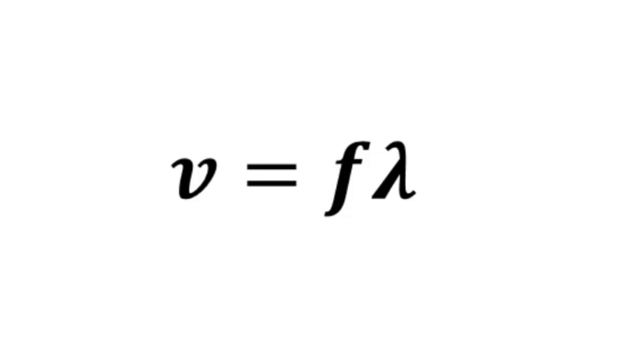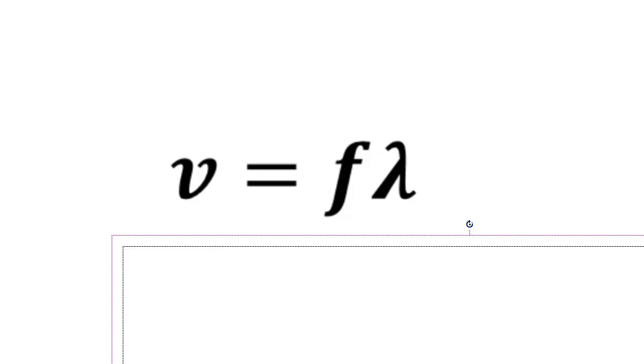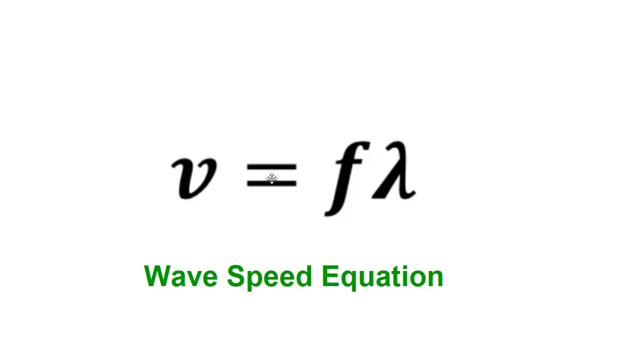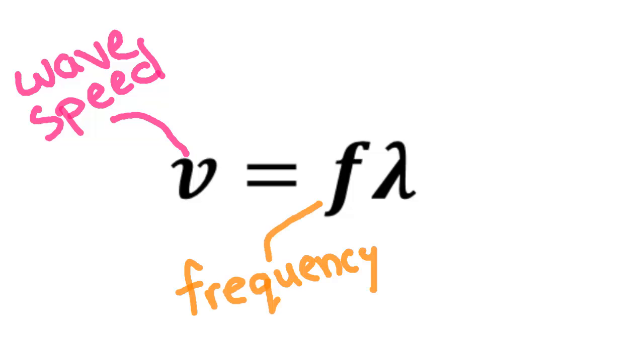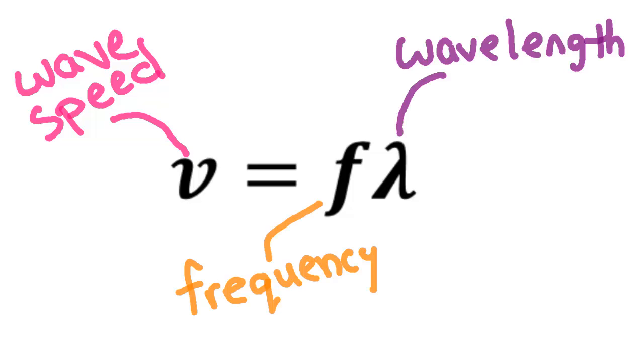This video is going to be focusing on the wave speed equation, V equals F times lambda. And specifically, we're going to be focusing on the three variables. We have wave speed, which is V, frequency, which is F, and lambda, the Greek letter lambda, which is for wavelength.